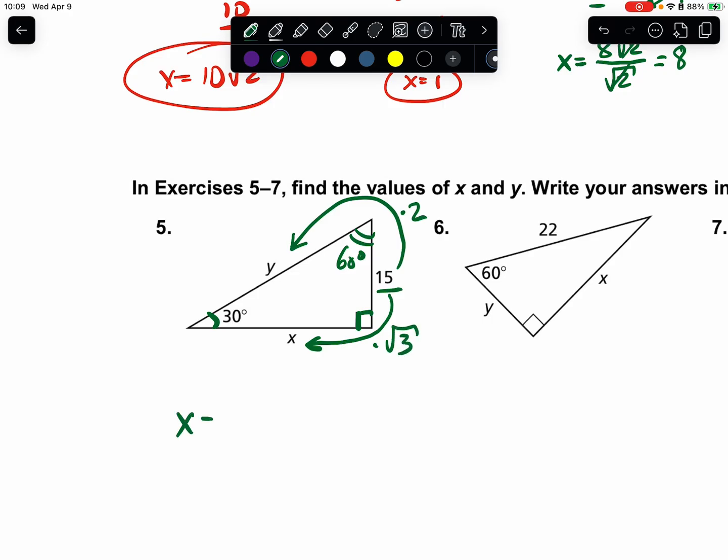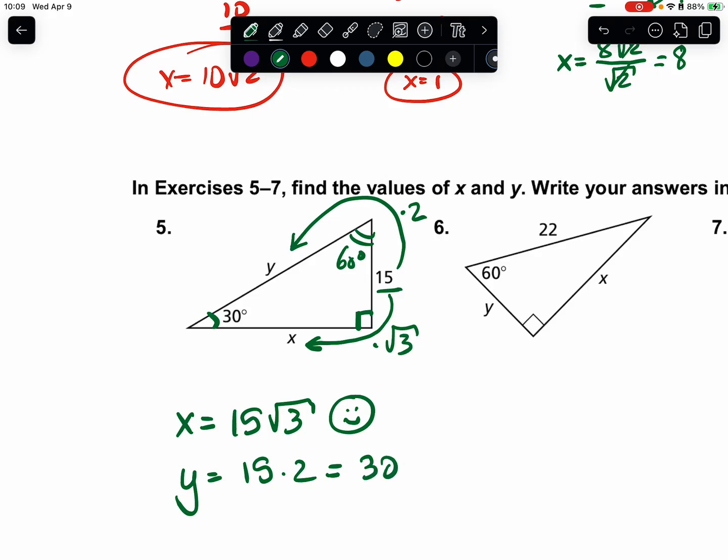So x. I take the 15, I multiply by radical 3. Done. Y. We take 15 times 2. So I get 30. Done.